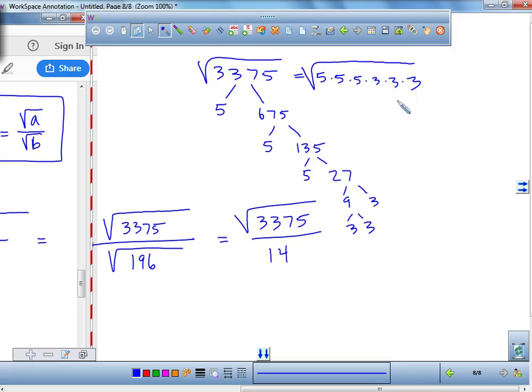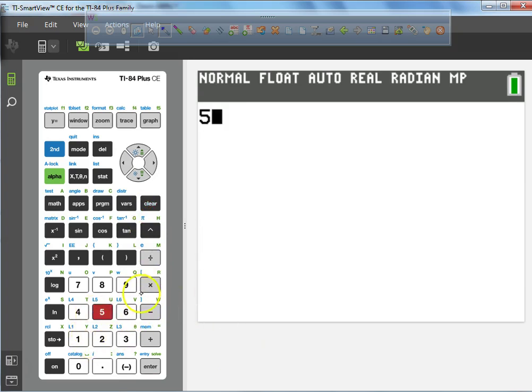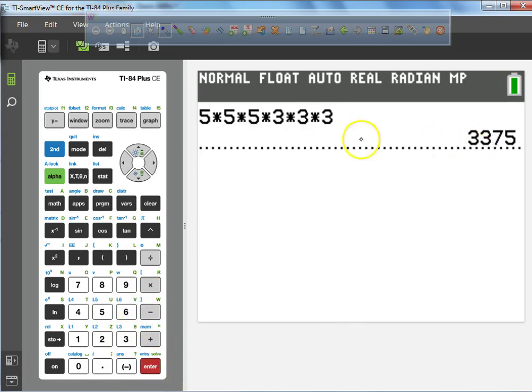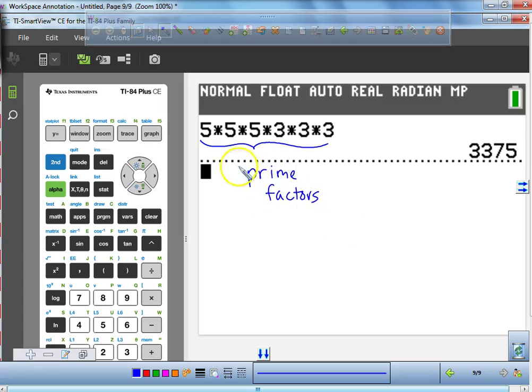Okay? So right now I'm going to prove to you that this and this are the same. I'm going to go to the calculator and type in 5 times 5 times 5 times 3 times 3 times 3. And look what we get. What are these called? Those are all considered to be prime factors. So everybody, could you list these right here? These are all considered to be prime factors. Does anybody know how to rewrite 5 times 5 times 5?